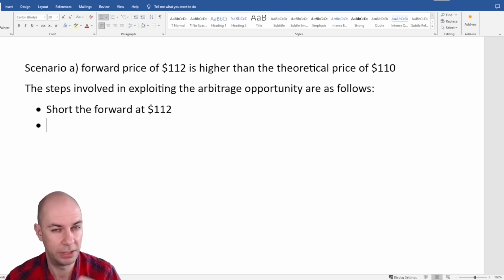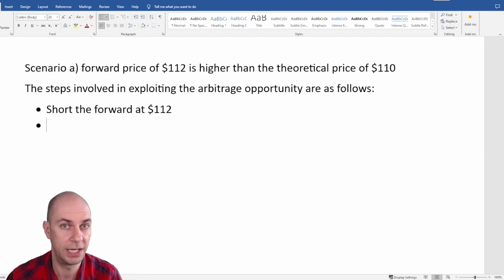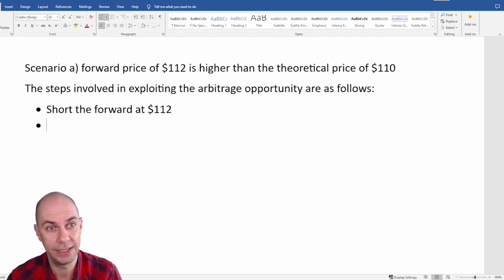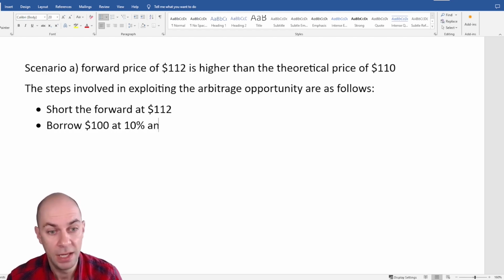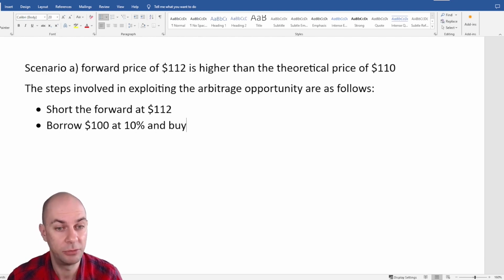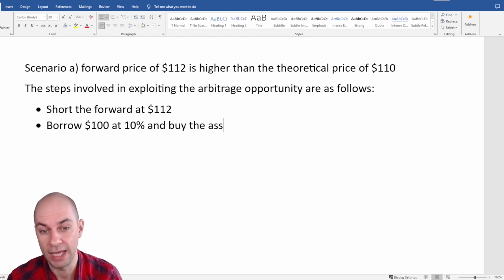Okay, so think about it. I've just made a promise to deliver the asset in the future. What do I need to do today? Well, I better make sure that I own the asset today. Okay, but I'm an arbitrageur. I'm a newbie, I don't have any money. So what I'm going to do instead is borrow $100 at 10%. And now I'm going to have $100, and so I'm going to be able to buy the asset.